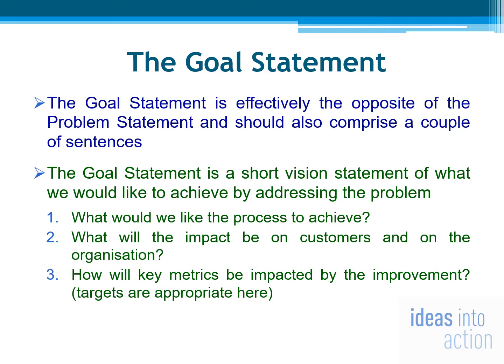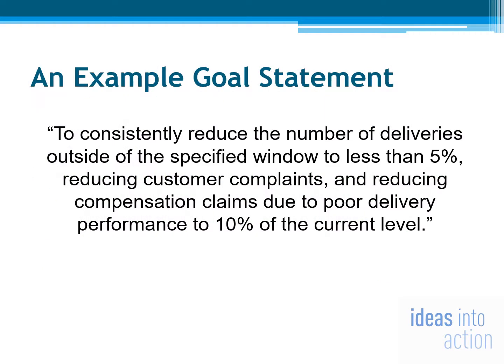The goal statement is effectively the opposite of the problem statement and also runs to a couple of sentences. It is a short vision statement of what we would like to achieve by addressing the problem. What would we like the process to achieve? What will be the impact on customers and on the organisation? How will key metrics be impacted by the improvement? So it's appropriate to have some targets for performance measures.